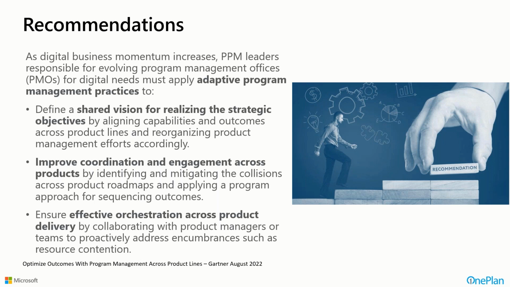And to do that, we need to improve coordination and engagement across our products and product lines, mitigating inconsistencies or collisions or things that might hinder one another as we try to succeed across all those areas of the company. And that means we have to ensure a more effective orchestration across product delivery, collaborating with product managers or teams to proactively address any such encumbrances or blockers, or any resource contention or technological contention that we might have.